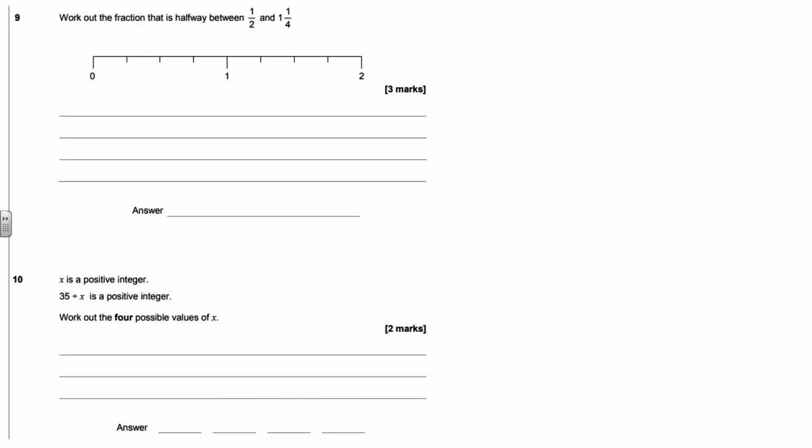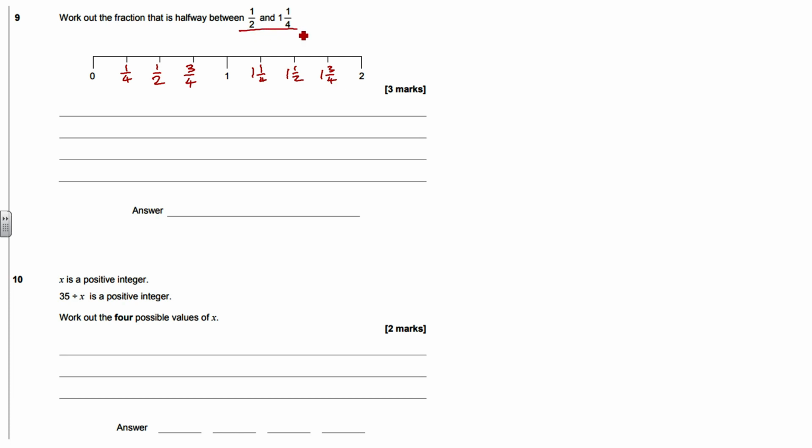So question 9 asks us to work out what fraction is halfway between a half and a quarter, 1 and 1/4, and they've provided us with this number line to help us solve it. So let's have a look at that and think, right, so let's go for 1/4 is there, a half is there, 3/4 is there. So each one of those little dashes is worth 1/4. So we've got 1/4, 2/4, which is a half, 3/4, 1 whole. So this will be 1 and 1/4, and for completeness sake, 1 1/2, 1 3/4.